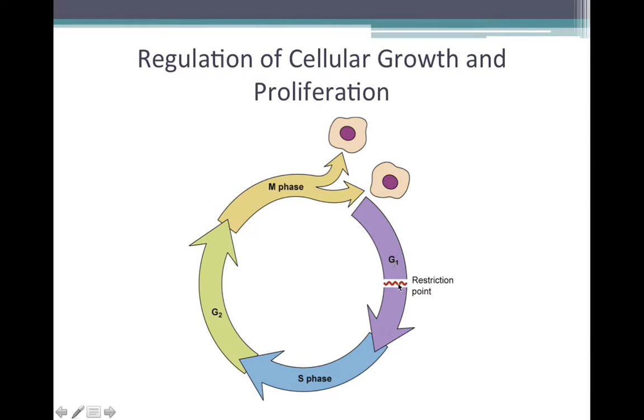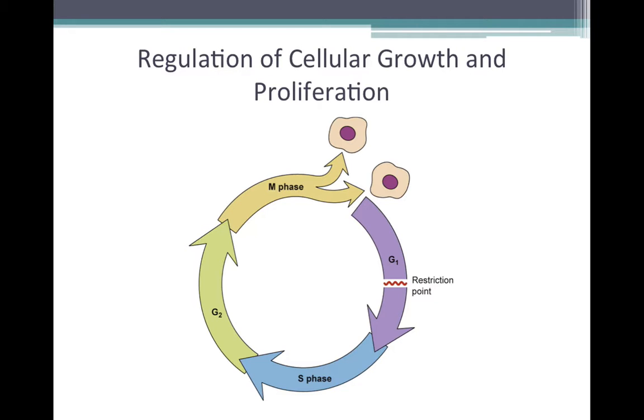Now, from G1, we can enter the S phase, and this is called the synthesis phase, where basically the cell is actually duplicating its chromosomes, duplicating its organelles, and preparing for cellular division. Now, if we continue from S phase into G2, G2 is basically a checkpoint phase, where the cell has mechanisms that allow it to check and make sure that all of its chromosomes and all of its organelles are replicated. That way, when the cell undergoes cell division, the daughter cells will have copies of chromosomes and organelles.